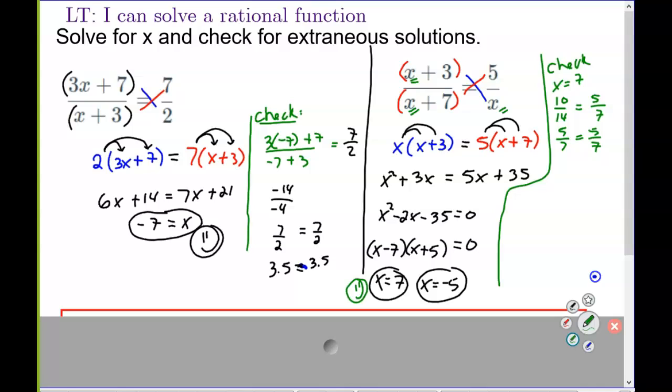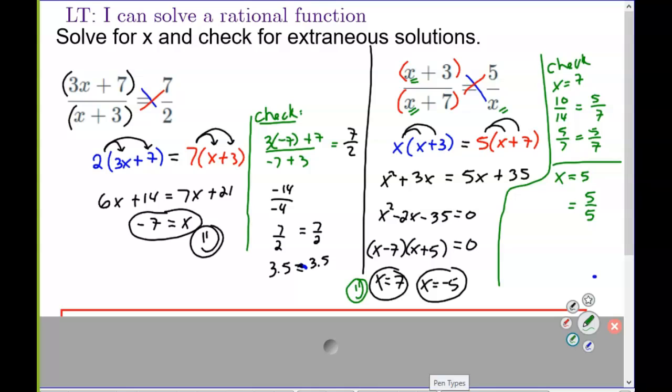I know x equals 7, so 7 works. And then we'll do the same thing with x equals 5. If I plug 5 up top, I get 5 plus 3 is 8. 5 plus 7 is 12. Oh, negative 5. Sorry. I knew something was wrong. Didn't feel right.